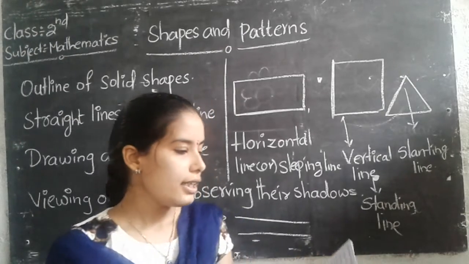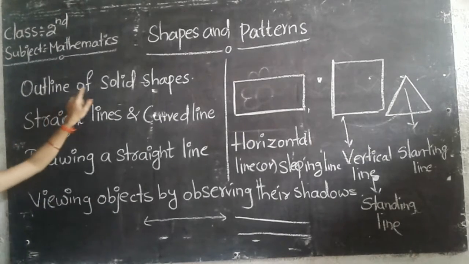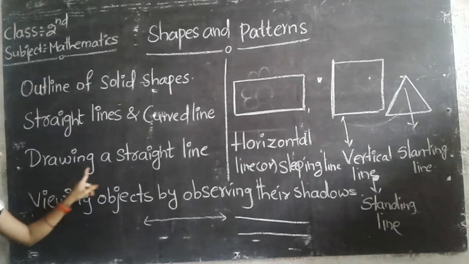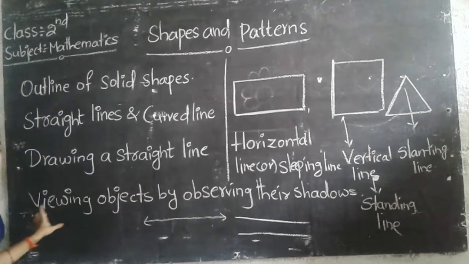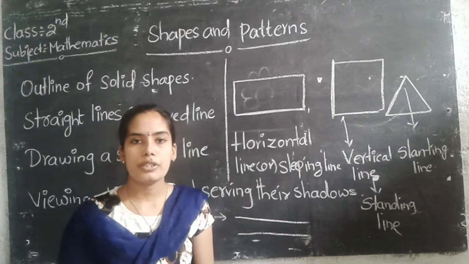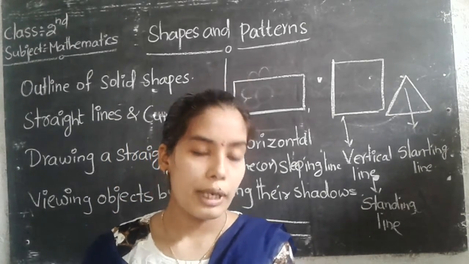So children, this is what we have learned in the class. Outline of solid shapes, straight lines and curved lines, drawing a straight line, how to draw, viewing the objects by observing their shadows. In the next session tomorrow, we will discuss about patterns.